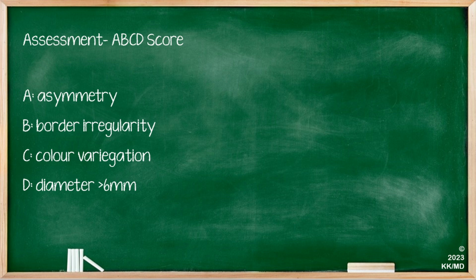Diagnosis of melanoma is partially done by using the ABCD assessment tool, and this is really crucial when you are suspecting melanoma in someone when you see them for the first time and you're assessing a lesion, and it's also a good way of assessing lesions over time as well. So the ABCD score stands for A for asymmetry, B for border irregularity, C for color variegation, and D for diameter greater than 6 millimeters.